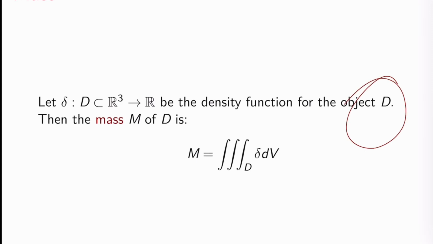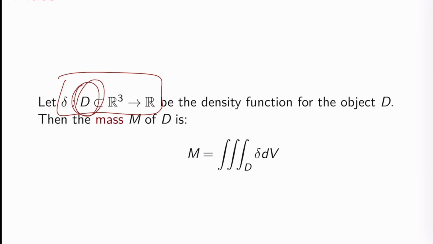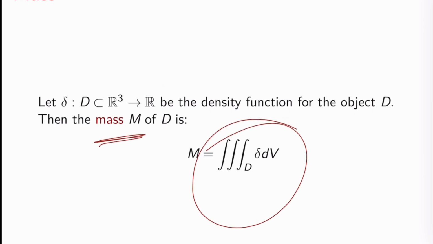Given an object D in three-dimensional space and a density function that assigns to each point of the object its density, we can calculate the total mass of the object by just integrating the density over the object. So again, we are using the integral as a way to add. We are adding the density at each point of the object.